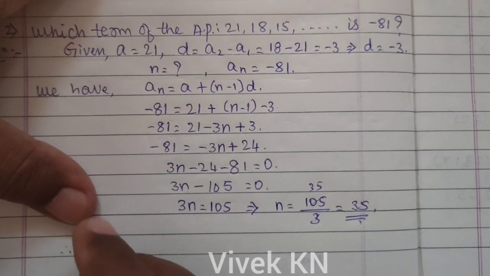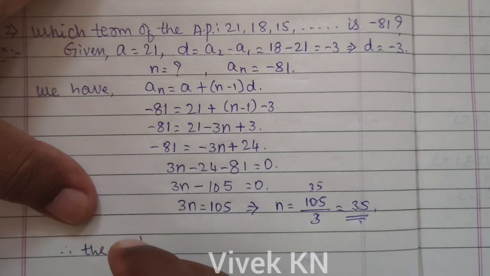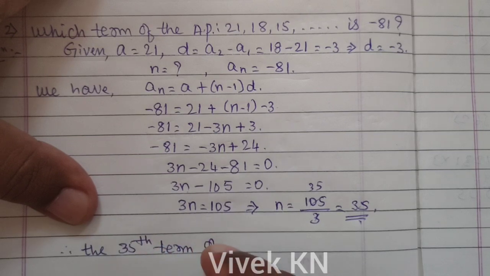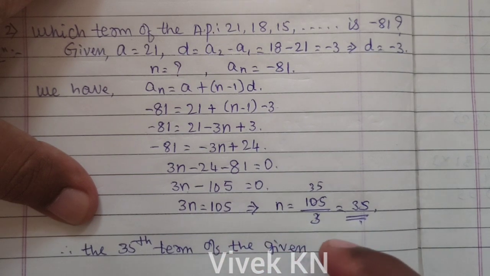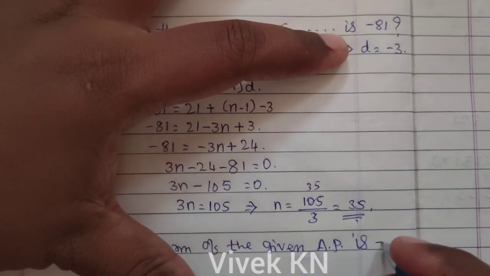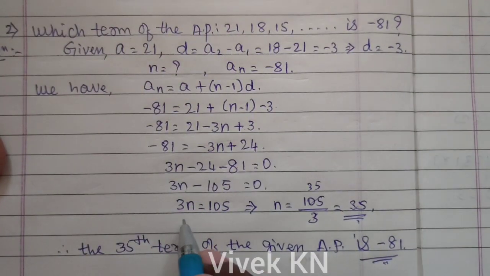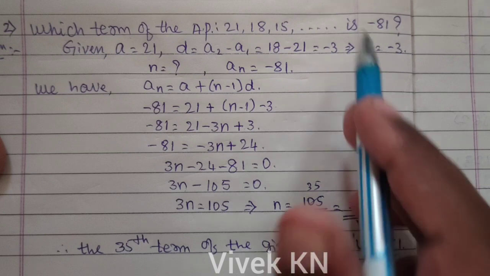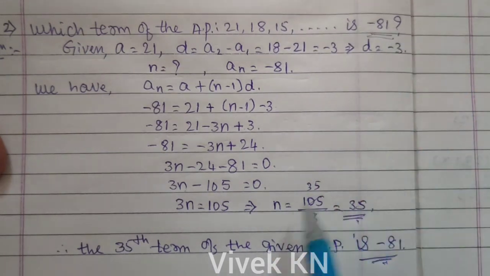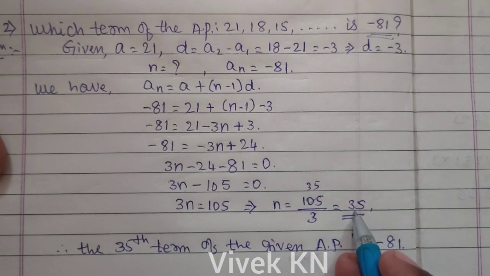Therefore the 35th term of the given arithmetic progression is minus 81. Here the 35th term is minus 81. So n is equal to 35 is the answer.